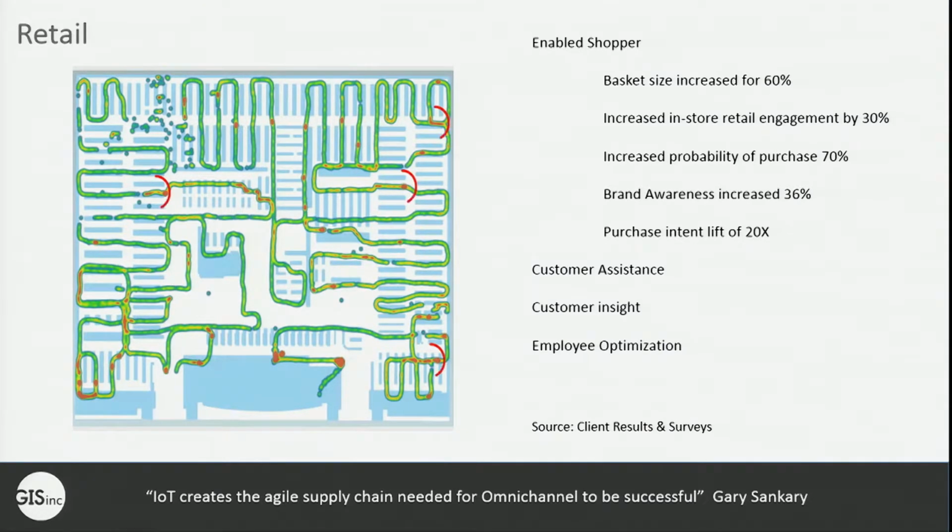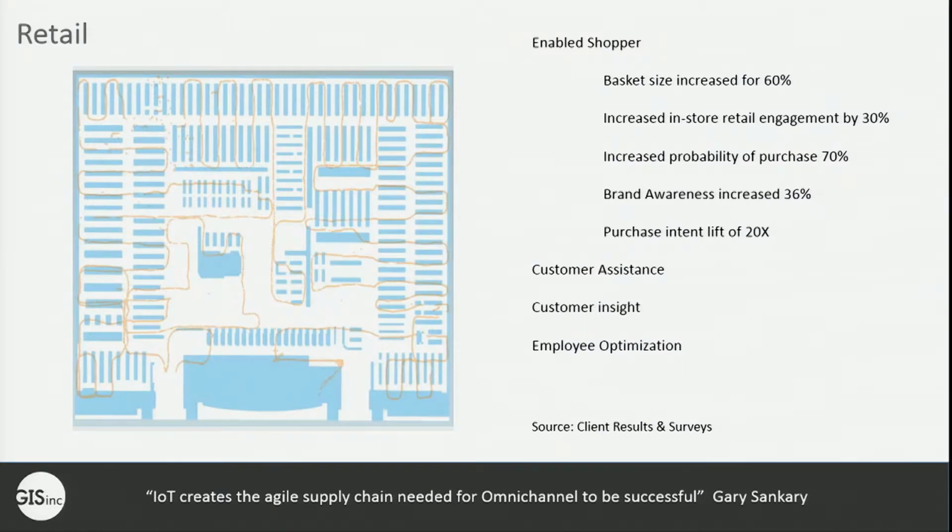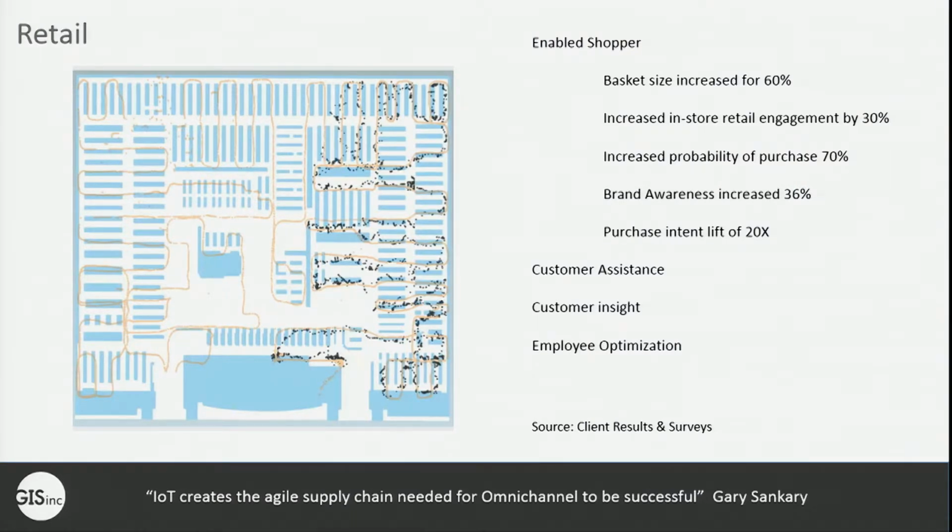But the things we're looking at here from retail is an enabled shopper. You guys have probably heard that term, right? I'm a loyal customer. I've got my app on my phone. I come in to get some kind of reward. But also, the thing that's important to the retail owner itself, look at some of these stats, by client results and surveys: basket size increase, increase in engagement, increase in probability of purchase.